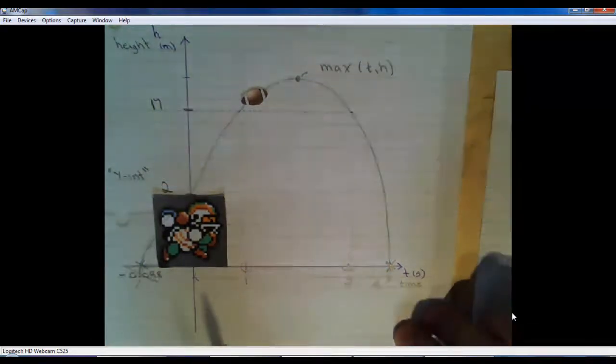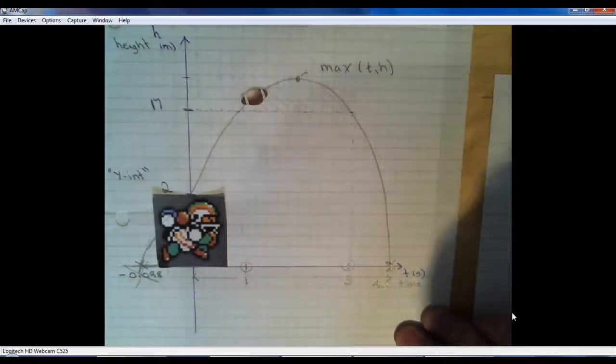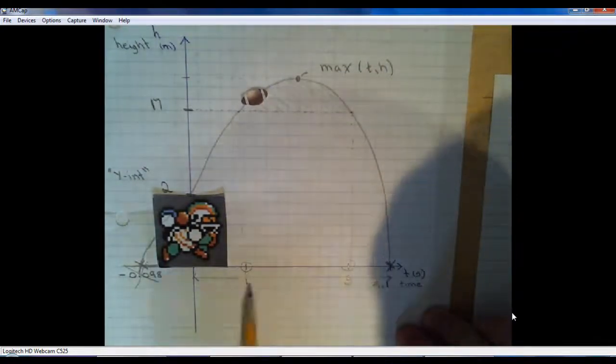For how many seconds was the height of the ball at least 17 meters? Well, that occurred between 1 second and 3 seconds. And, well, last time I checked, 3 minus 1 is 2. So the answer is it occurred for 2 seconds. Okay? So for 2 seconds, that's 3 minus 1 equals 2 seconds.